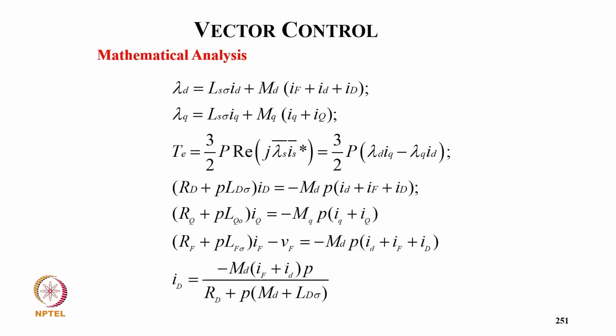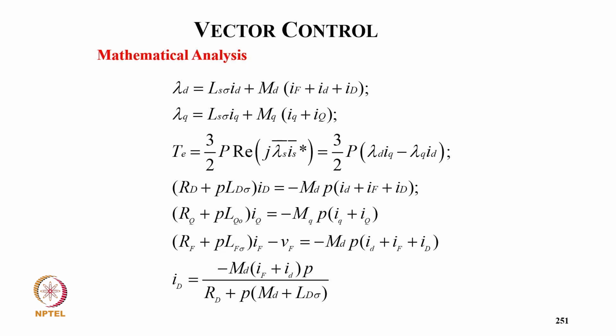And here lambda d equal to L S sigma ID plus MD in bracket IF plus ID plus ID capital D, and lambda q equal to LS sigma IQ plus MQ in bracket IQ plus IQ capital, and T equal to 3 by 2 P real part of J lambda S IS star equal to 3 by 2 P in bracket lambda D IQ minus lambda Q ID, and then RD plus P lambda D into ID equal to minus MD P in bracket ID plus IF plus ID capital D, and RQ plus P LQ into IQ equal to minus MQ P in bracket IQ plus IQ capital, and RF plus P LF into IF minus VF equal to minus MD P in bracket ID plus IF plus ID capital D.